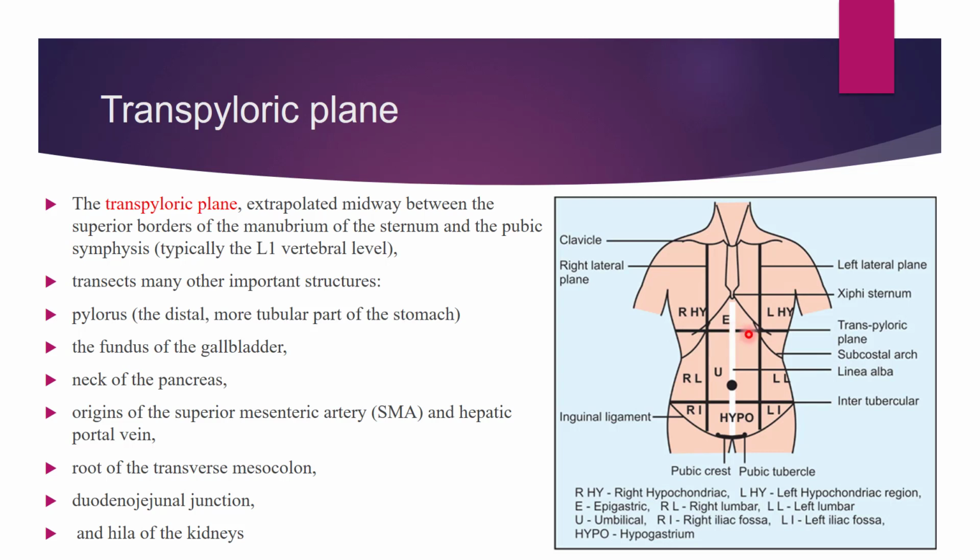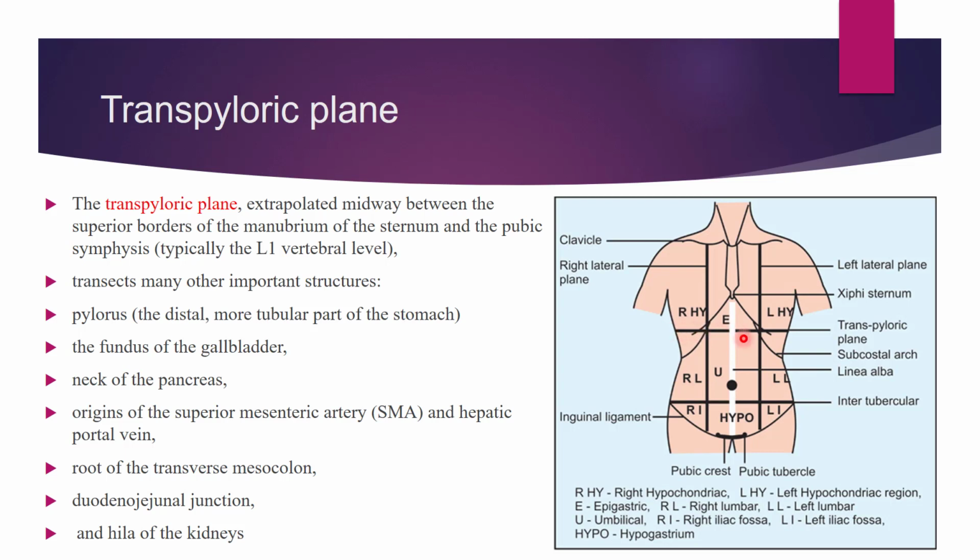What are they? Number 1, why is it called transpyloric? Because this plane is passing through the pylorus. What is the pylorus? Pylorus is the distal part, or the more tubular part, of the stomach. So at this site, there is the pylorus of the stomach. Number 2, there is the fundus of the gallbladder. Then there is the neck of the pancreas, which is also present at the transpyloric plane.